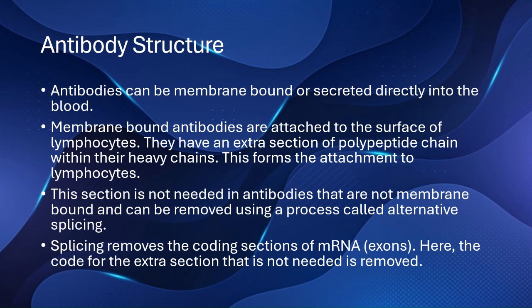This section, as you can guess, is not needed if it's an antibody that is secreted directly into the blood. So it can be removed using a process called alternative splicing. Splicing is a process that removes the coding sections of mRNA, which are also called exons. So over here, the code for the extra section that is not needed is removed.